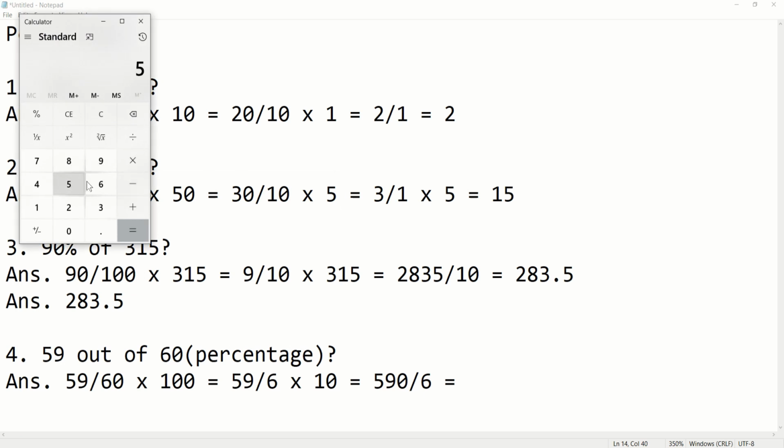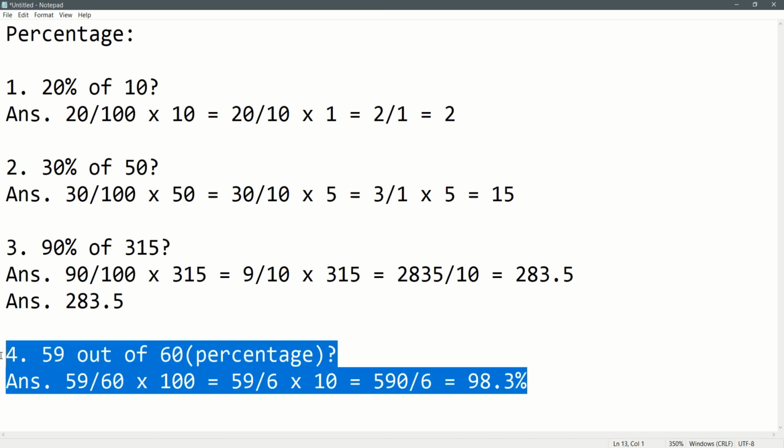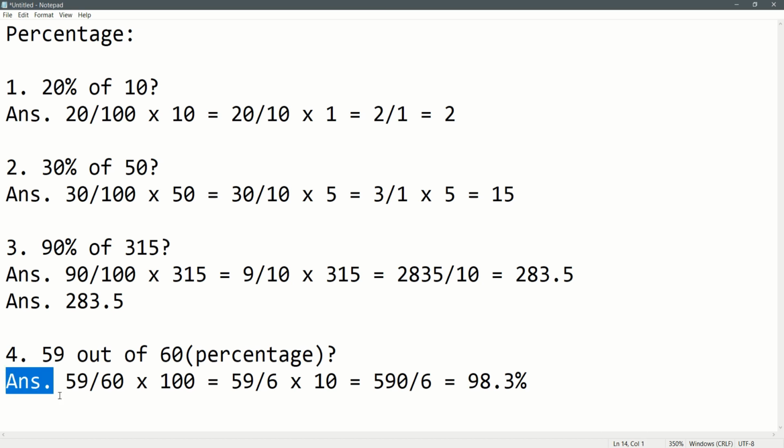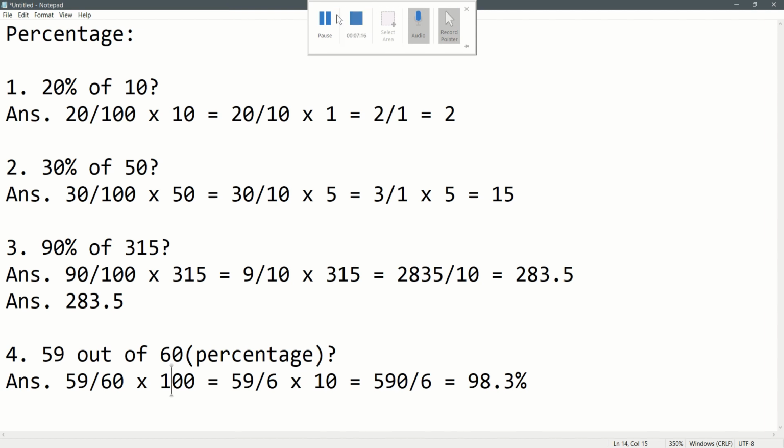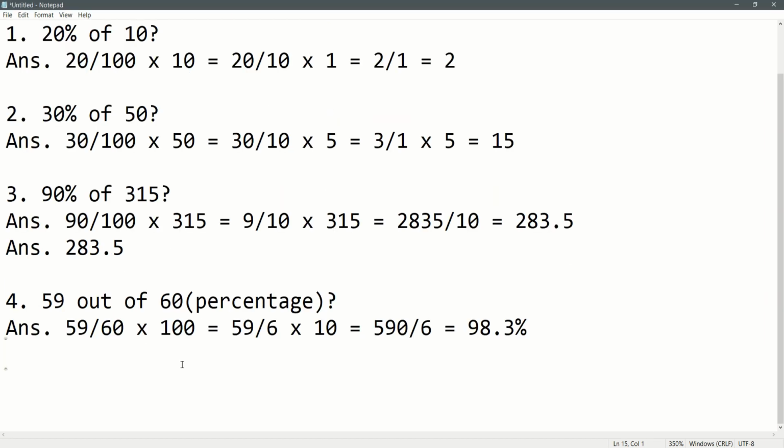So 590 divided by 6, we got 98.3 percent. Okay, this is your percentage. You can easily calculate it. If you want to calculate something like this, this is your question, then this is an easy way to solve it out. Okay, and I have already told you this means the upon one. Do not confuse it with something else. Okay, so till this point we are able to solve every question very easily.